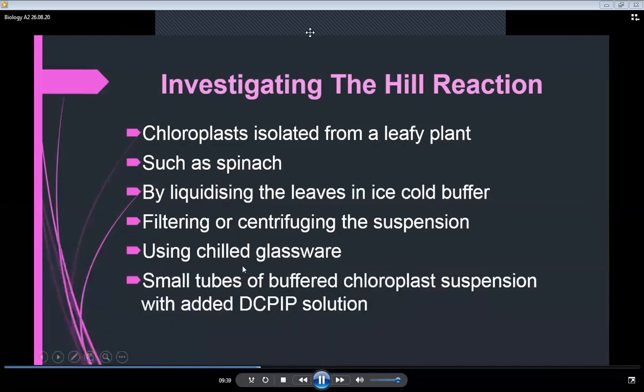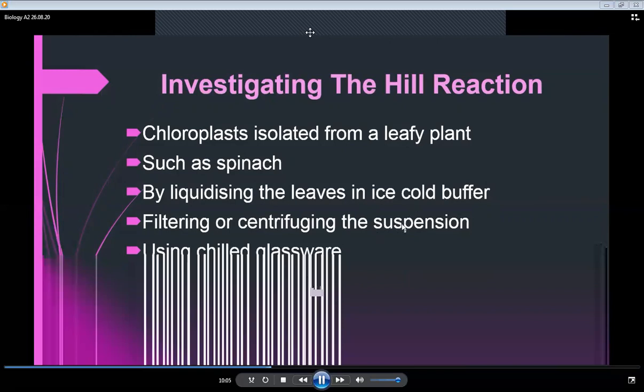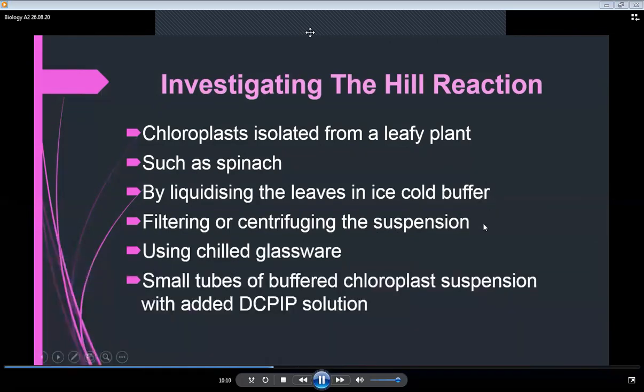Okay, so once we have centrifuged or filtered the suspension, we are going to take small tubes, and in those small tubes we have to add the buffered solution. Why add the buffer solution? Because that is going to maintain the pH, which is very important to keep constant during this investigation. Already we have liquidized the leaves in ice cold buffer, so we have already added the buffer solution to that suspension, right?